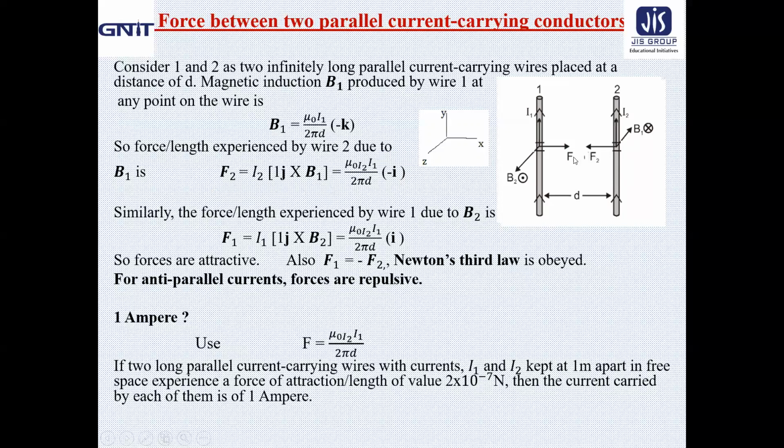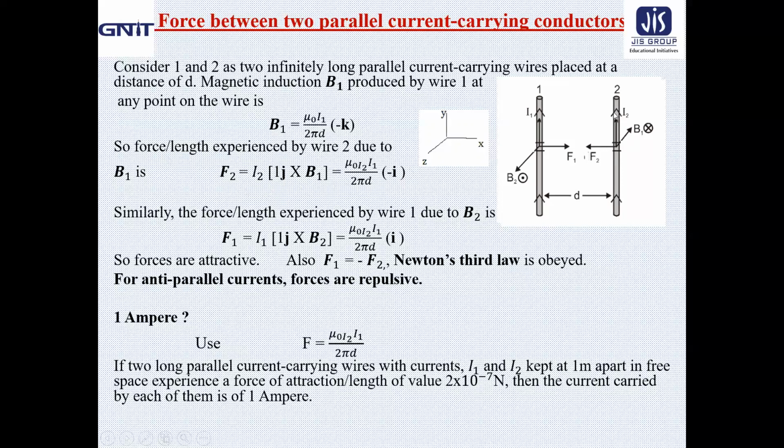Now, what about this force? Obviously, force will be F2 as the current flowing is I2. So I2 L cross B. Now, coming to the point, what about L? You considered an infinitely long wire, so we are considering force per unit length. That means unit length, it will be 1.